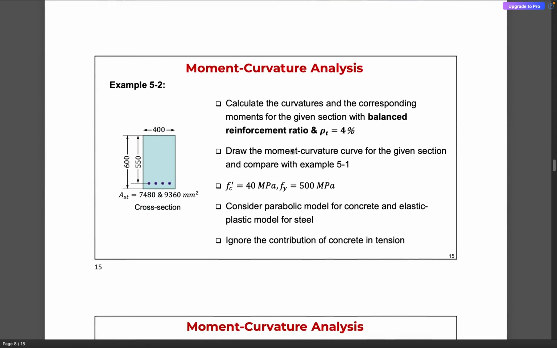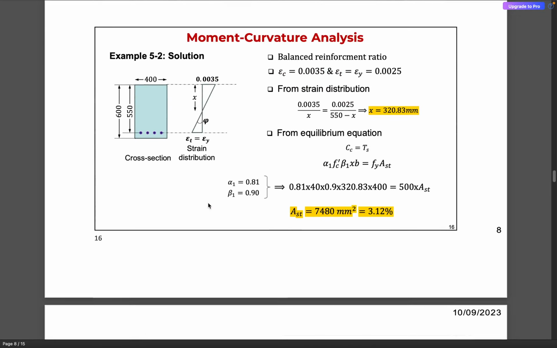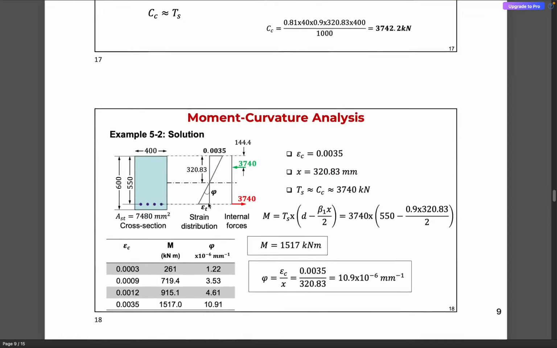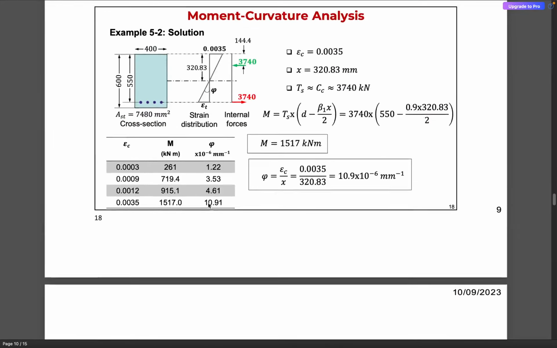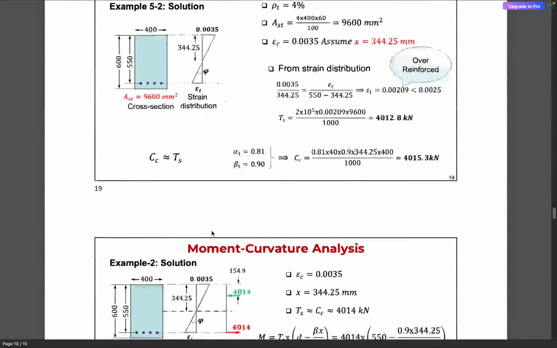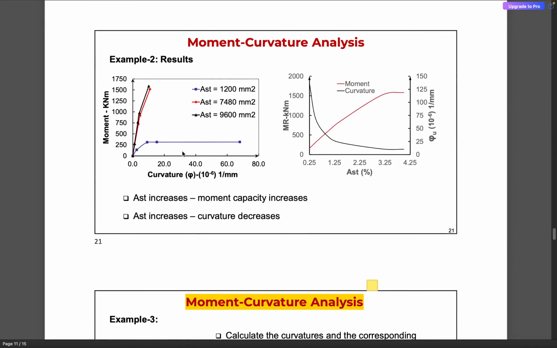Then in example 2, we determined the value of area of reinforcing steel that is required to achieve a balanced failure. Then similar to example 1, here also we developed the moment curvature plot. Yes, so here is the plot.